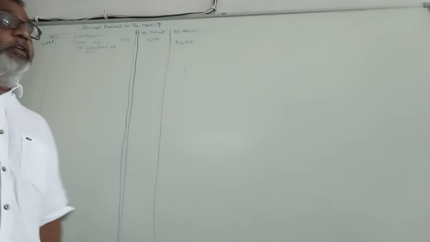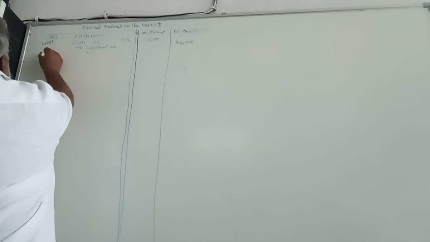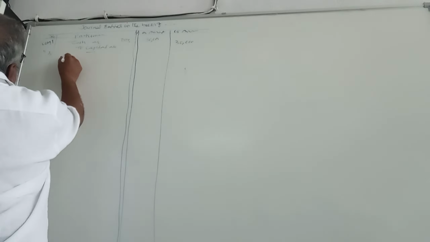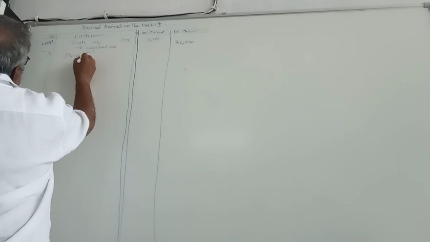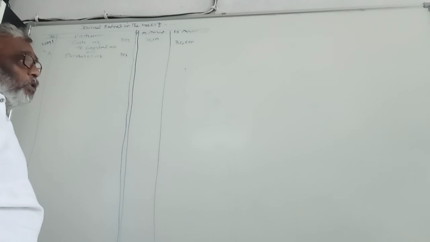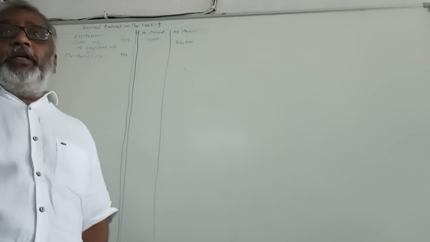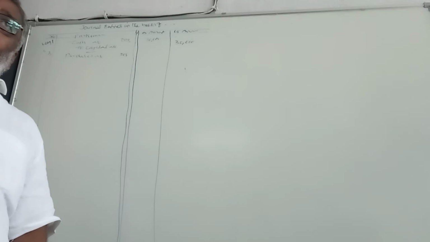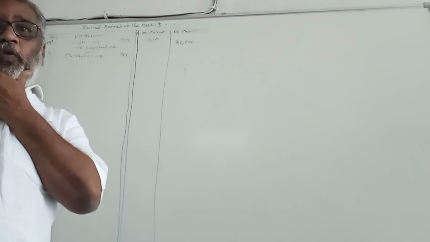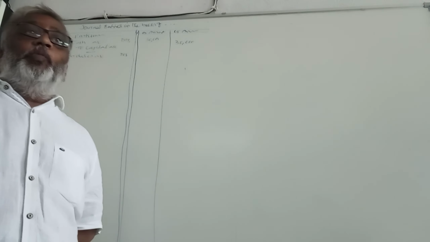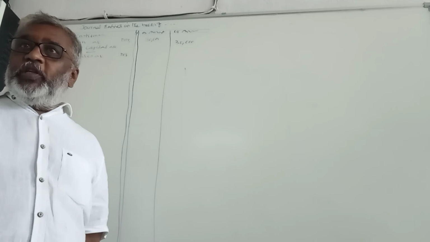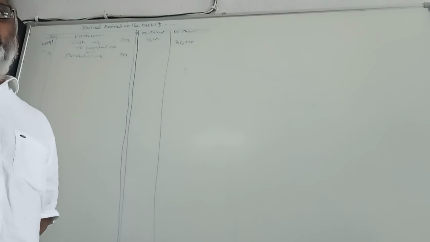Here, the third one. Purchased goods from Murthy. Date 3. Generally, for cash purchases, purchase account debit to cash. But here we purchased goods from Murthy. Why is Murthy's name given in this transaction?